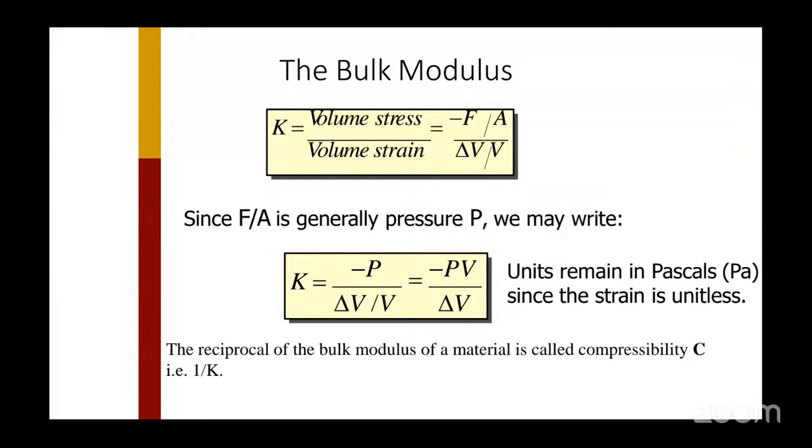For bulk modulus, we can represent it with a capital B or a capital K. If we take the reciprocal of bulk modulus, that gives us compressibility C. So the reciprocal of bulk modulus of a material is called compressibility C. So 1 over K or 1 over B is equal to C.